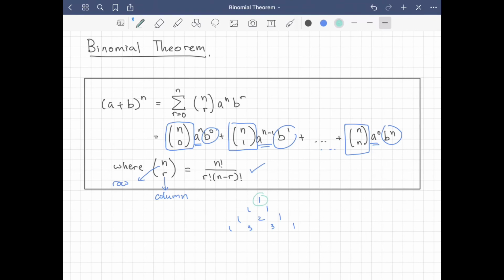And always remember, when we're counting in the Pascal triangle, we count from the 0 row, first row, second row, third row, and the 0 column, first column, second column, and third column.